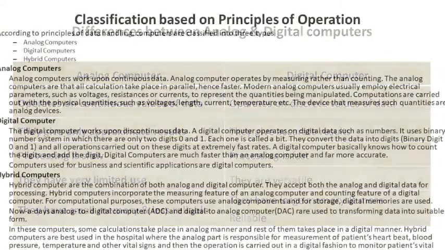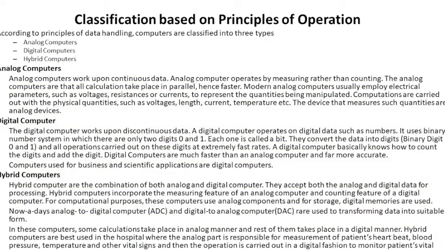Hybrid computers are a combination of both analog and digital computers. They accept both analog and digital data for processing. Hybrid computers incorporate the measuring feature of analog and the counting feature of digital. For computational purposes, these computers use analog components, and digital memories are used for storage. Nowadays, analog to digital converters and digital to analog converters are used to transfer data into suitable forms.